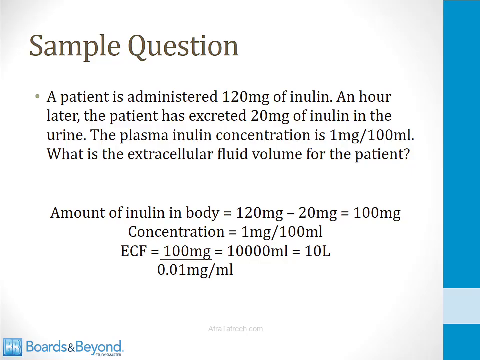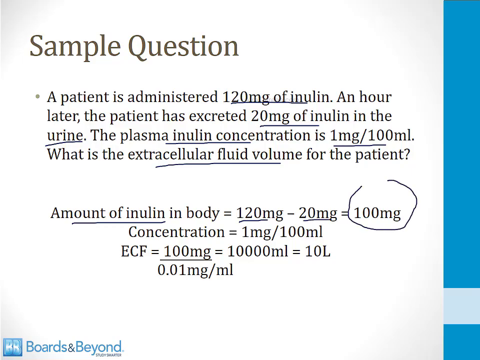Suppose a patient is administered 120 milligrams of inulin, and an hour later, the patient has excreted 20 milligrams of inulin in the urine. At that point in time, the plasma inulin concentration is 1 milligram per 100 milliliters, and they ask you, what is the extracellular fluid volume for the patient? Now, this looks like a lot of numbers, but actually it's very straightforward to answer this question. The amount of inulin in the body for the patient is the 120 milligrams that was infused minus the 20 that left in the urine, for a total of 100.